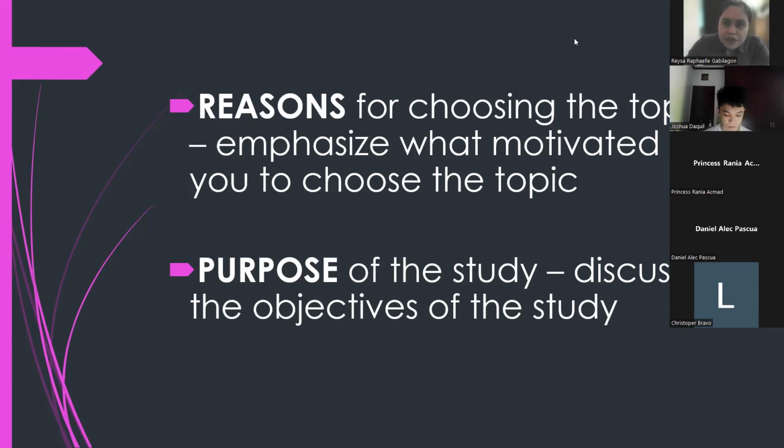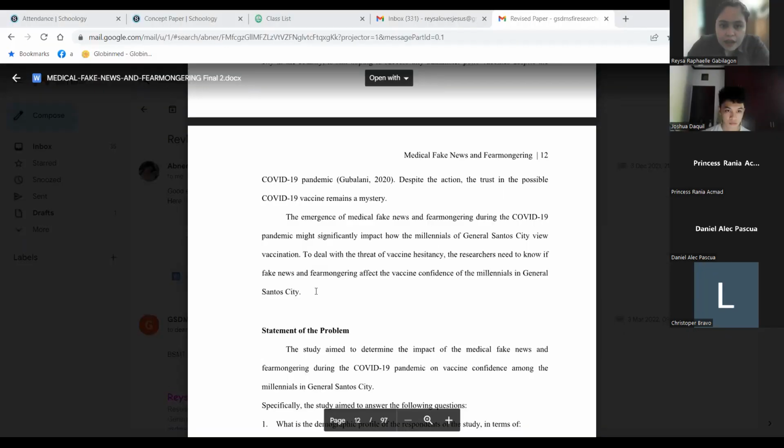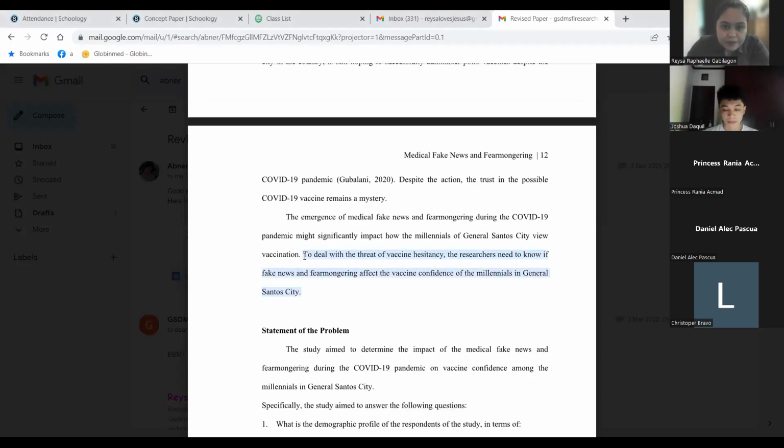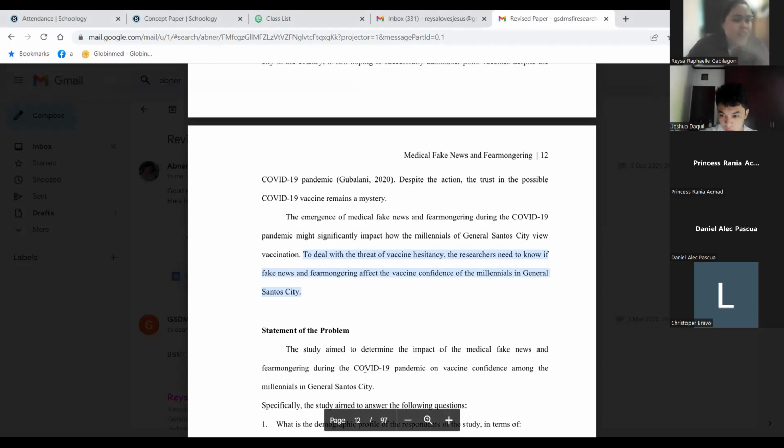Okay, if you're going to read, let's go back to our example. Okay, if you're going to read this one, syempre this is the last paragraph, but let me just highlight this one. This is their objective. So ito yung nasa last part talaga ng introduction. The objective. Okay? So like this, to deal with the threat of vaccine hesitancy, the researchers need to know if fake news and fear-mongering affect the vaccine confidence of the millennials in General Santos City. That's how you close your introduction.